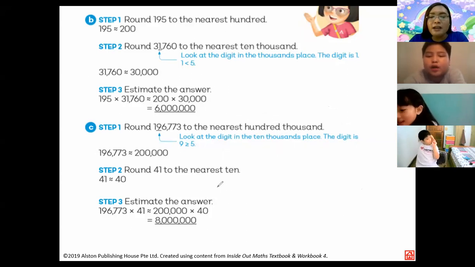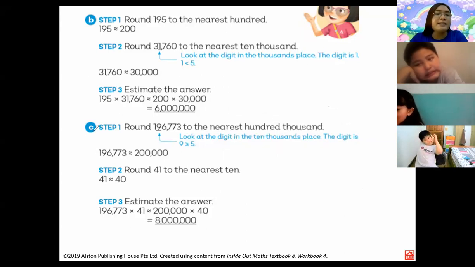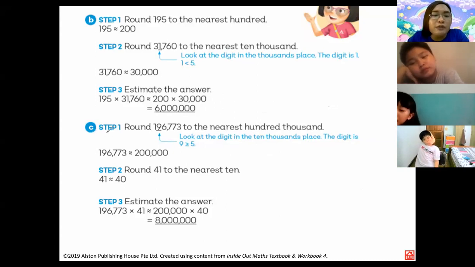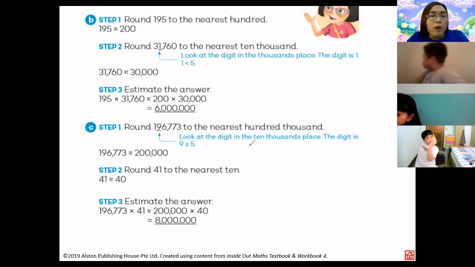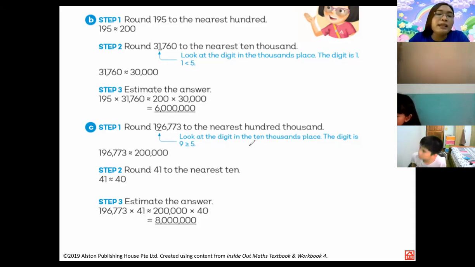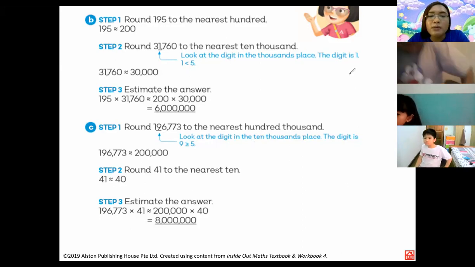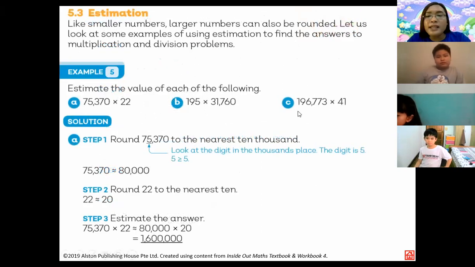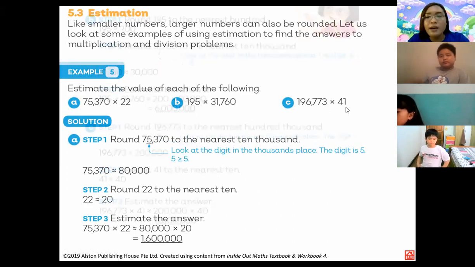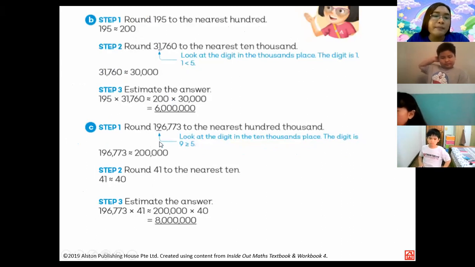Okay. All right. So now let's proceed to letter C. Example letter C: multiply 196,773 by 41. First step for letter C, round 196,773 to the nearest 100,000.